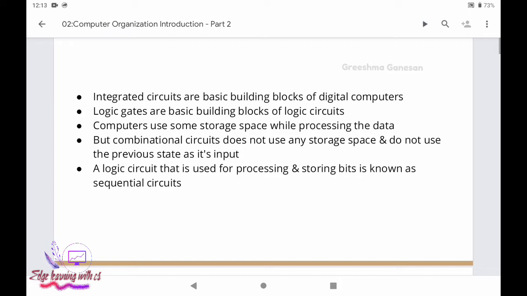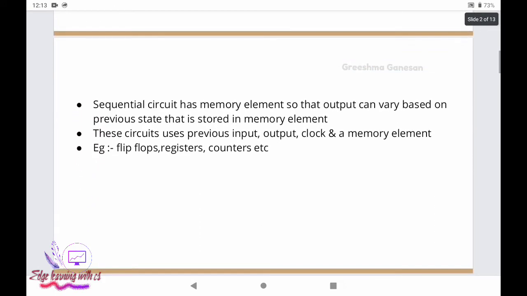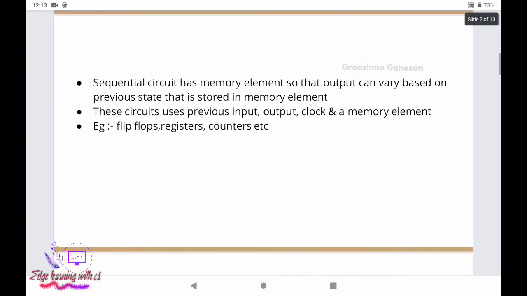A logic circuit that is used for processing and storing bits is known as a sequential circuit. I am repeating, a logic circuit that is used for processing and storing bits is known as a sequential circuit. So we can discuss more about sequential circuits.